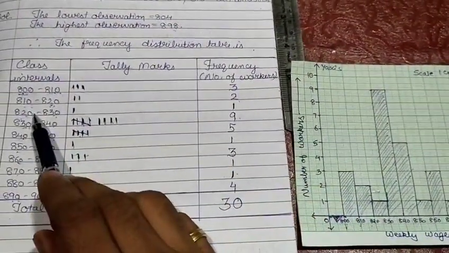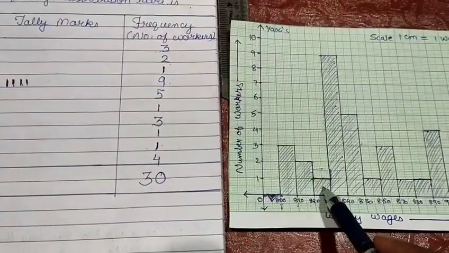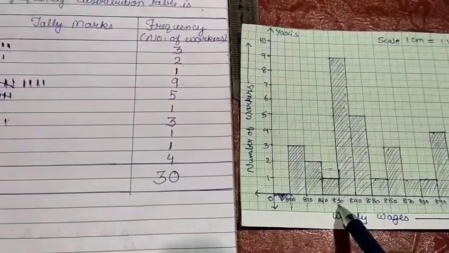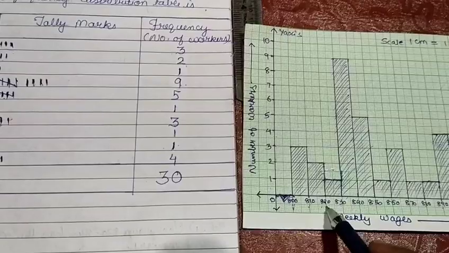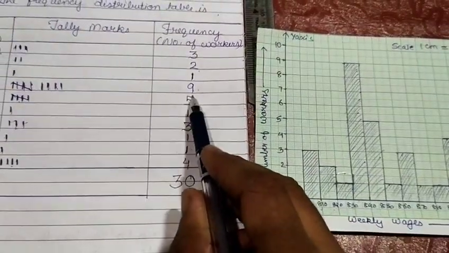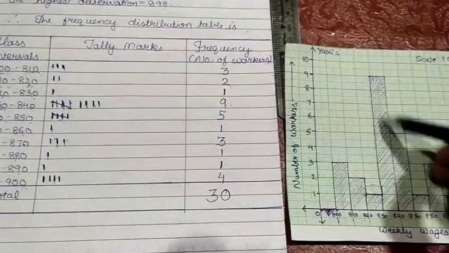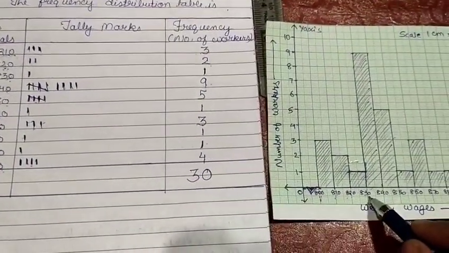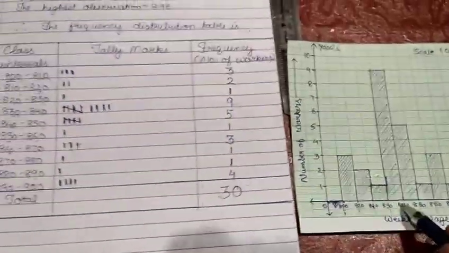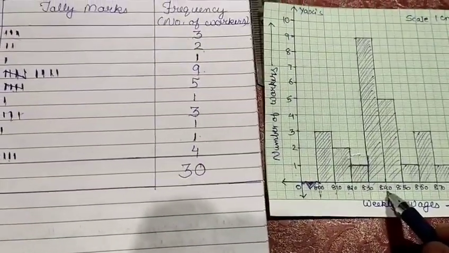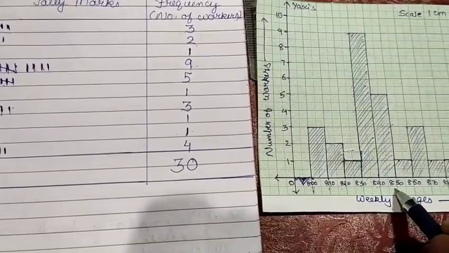one, that is between 820 to 830, one worker used to get a salary. So draw a bar of 1 centimeter between 820 to 830. Next, 9 workers used to get a salary between 830 to 840, so draw a bar of 9 centimeters. It reveals that 9 workers used to get a salary between 830 to 840. Then the next one is 5, so draw a bar of 5 centimeters. It shows that 5 workers used to get a salary between 840 to 850.